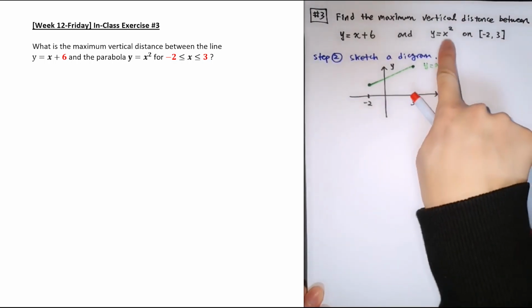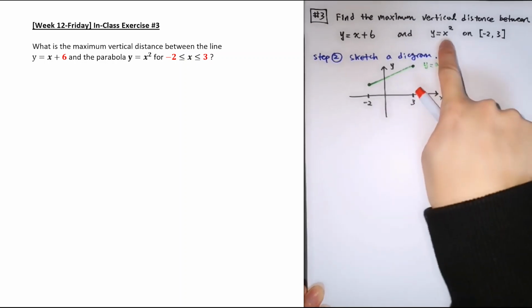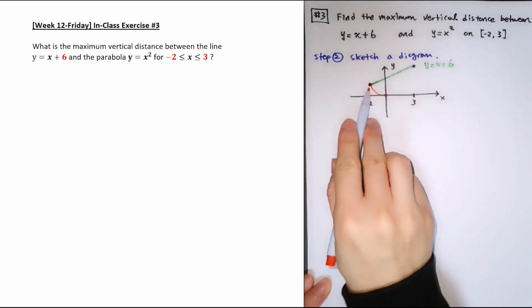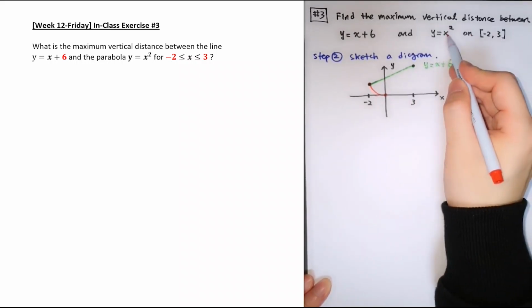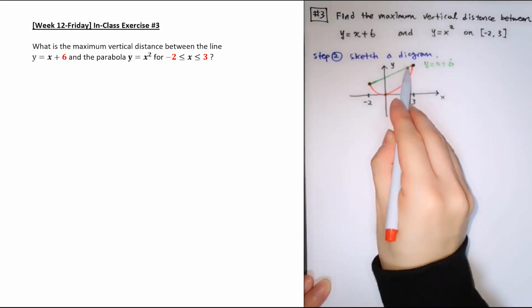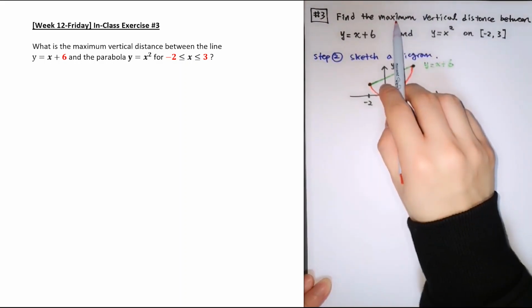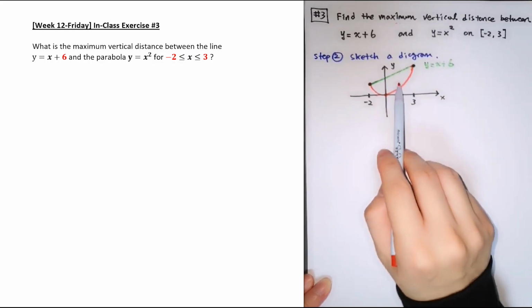Now, this is a parabola with a vertex at 0, 0 and passing through -2, 4. Like this. And then, if you plug 3 into the x, you get 9. So at this position, this is where the two functions meet with each other. And our goal is to find out the maximum vertical distance between those two functions.